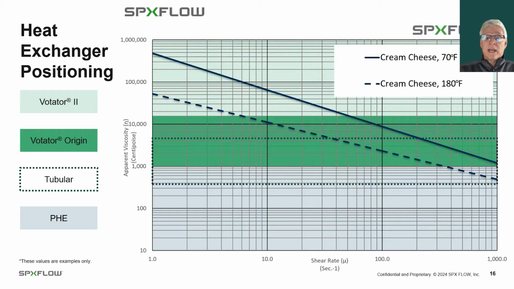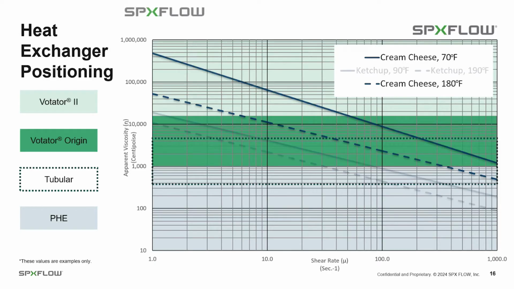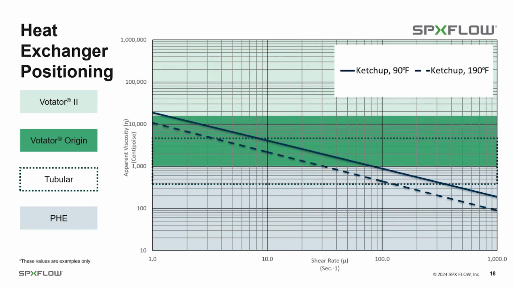So yes, that's kind of like a scrape hybrid system. So just to confirm, you have seen a customer use both a Votator II and an Origin or a light duty heat exchanger in the same facility, same system, just for different portions of the process. You bet. And then a lighter duty application could be ketchup or a tomato-based product.